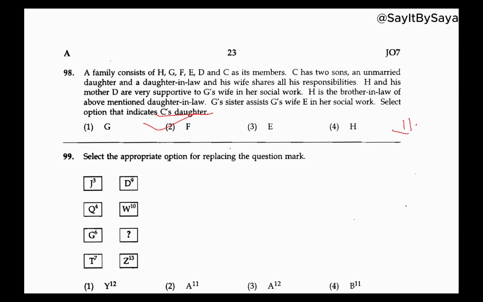Comment below the explanation of these answers. Now next, question number 99. Select the appropriate option for replacing the question mark. J3, D9, Q4, W10, G6, question mark, T7 and Z13. And the correct answer is A12.